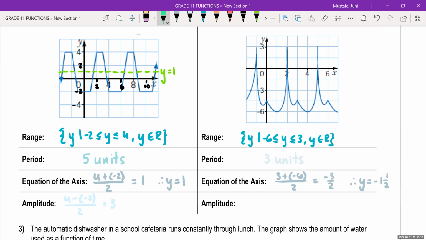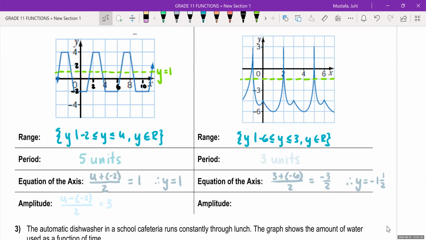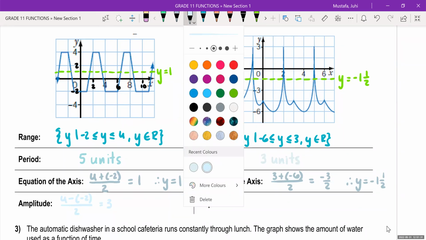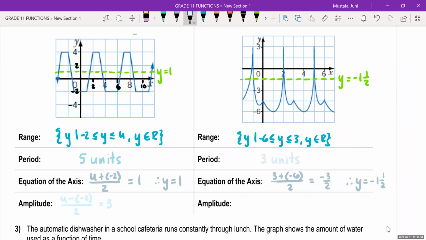So we can actually go and write that in. -1.5 would be right there. The scale for this one is super weird because it's actually going up by like 1.5. And then the amplitude would be 3, well, the max 3 minus -6 divided by 2. So it would just be 9/2, or you could say 4.5 units.